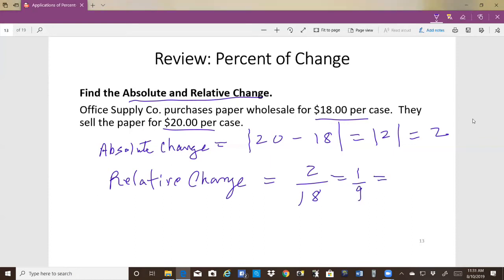And writing this in decimal form, it's 0.111111 forever. And move this over 2 decimals, and you get 11.11% if we round it off to the nearest hundredths. So the relative change is 11.11%. Very often in all kinds of applications, you're going to want to know by what percentage something went up or down, and you need to be able to do this.